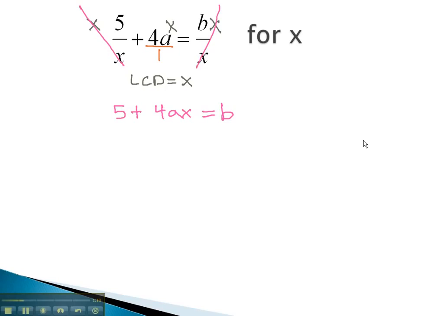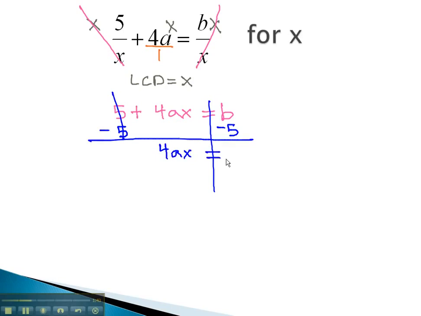Now that we've cleared the fractions, we can begin solving for the variable, just as we have with other formulas. We balance through the equal sign and get rid of the term without the x. Here it's a positive 5. The opposite of a positive 5 is a negative 5. We will do the same thing to both sides, leaving 4ax on the left side. On the right side, you notice we do not have like terms. Thus, we will leave the subtraction problem b minus 5.